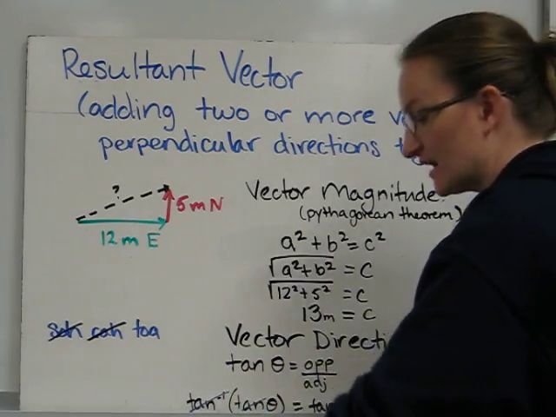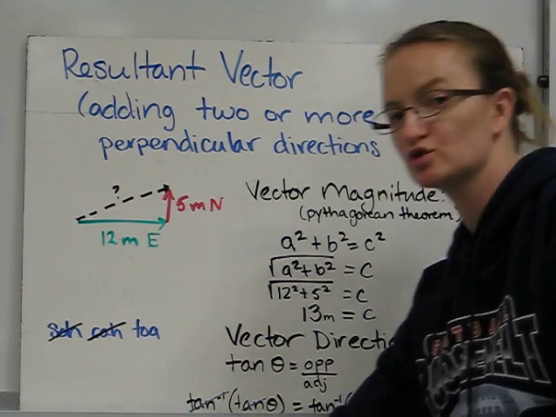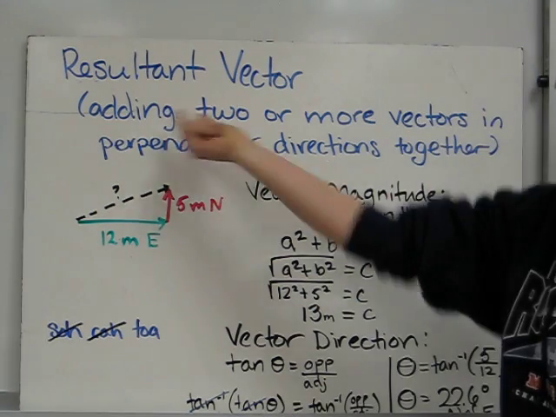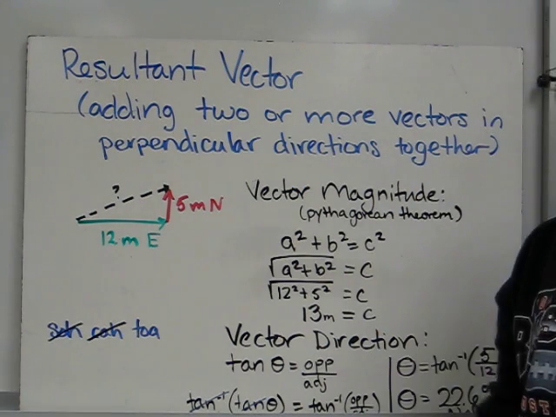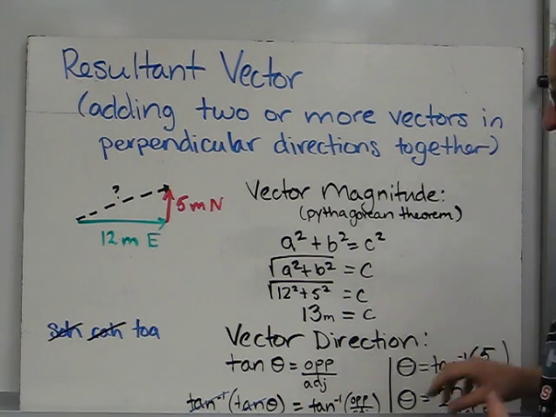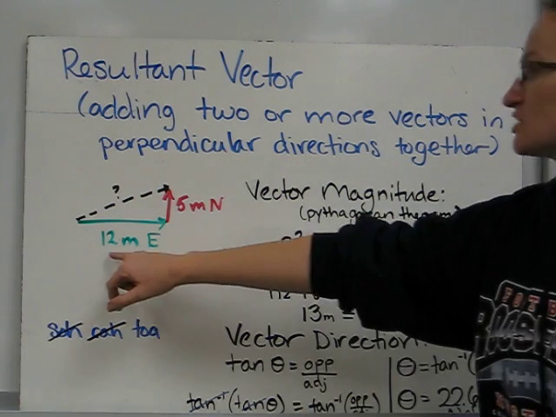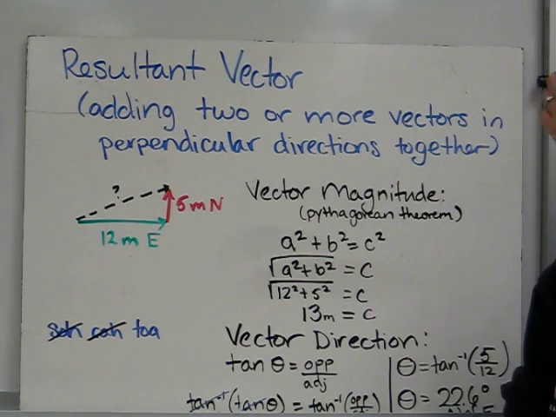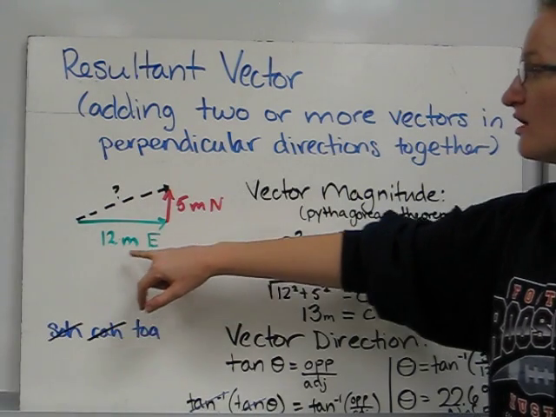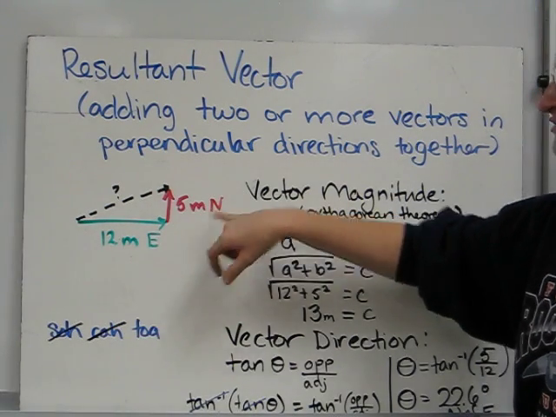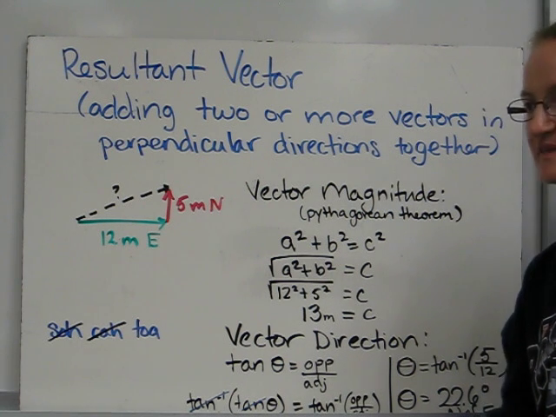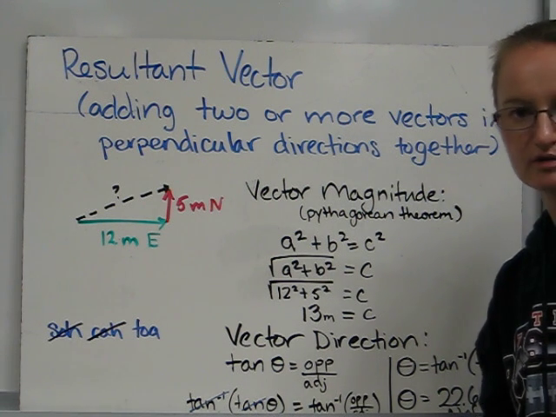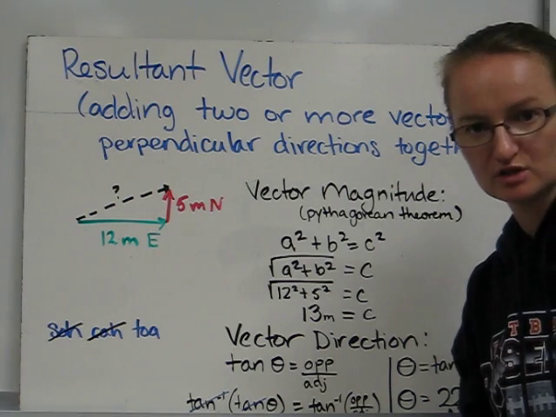What about putting a vector back together? Well, a vector that you put back together is called your resultant vector. Adding two or more vectors in perpendicular directions together will get you a result, or a resultant vector. So let's say we have a truck driver and he's going to make a delivery, and he travels 12 meters east and 5 meters north. And we want to know how far he really is from the place where he started, or the factory where he picked up the furniture that he was going to deliver.